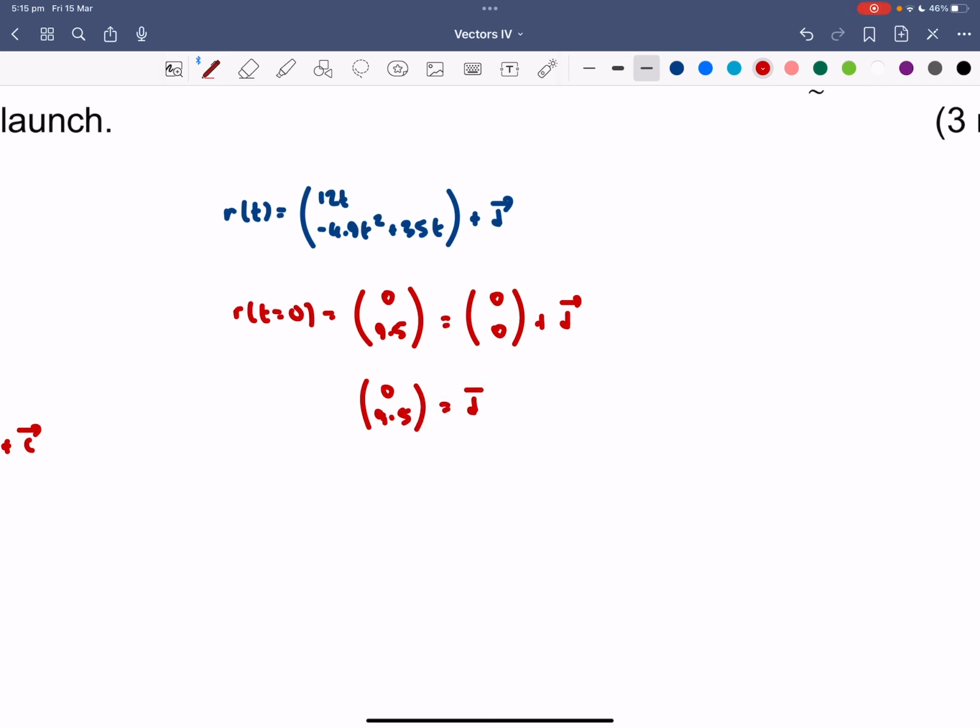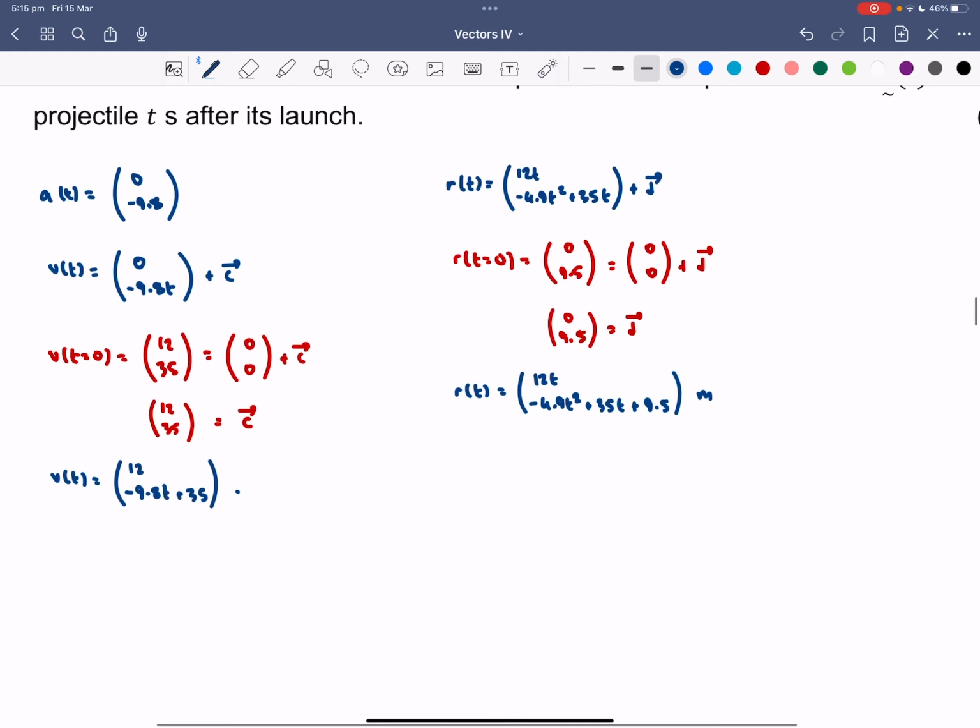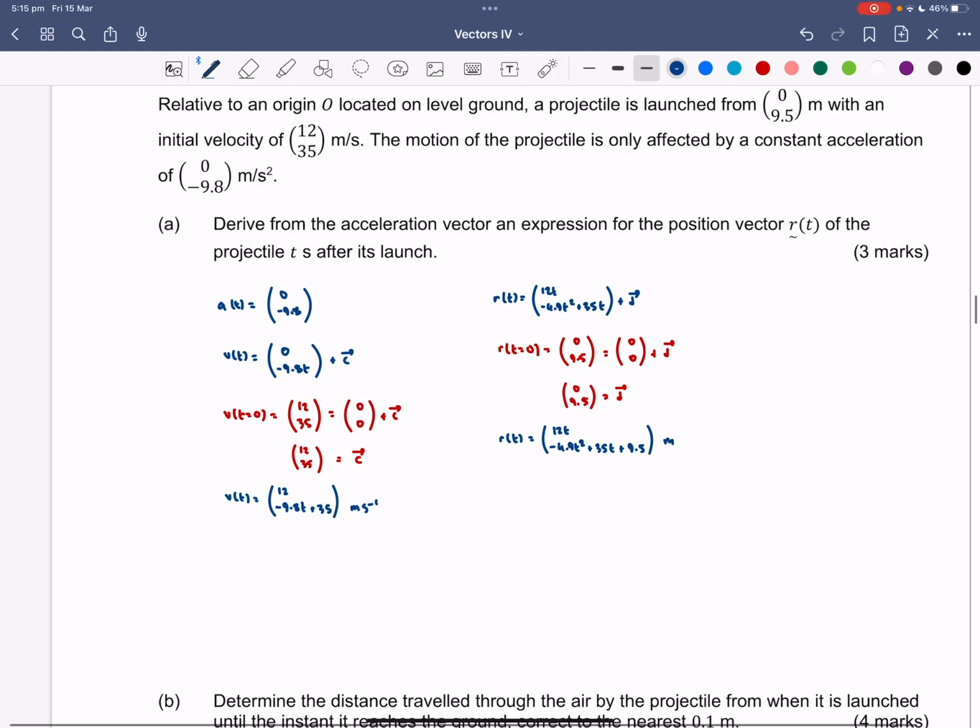Which means that we can rewrite this. We can rewrite this as the position at any point in time is 12t plus 0, so no need to write that. And this one is minus 4.9t squared plus 35t plus 9.5. All right, honestly pretty easy. Meters. All right, this one technically meters per second. Perfect.